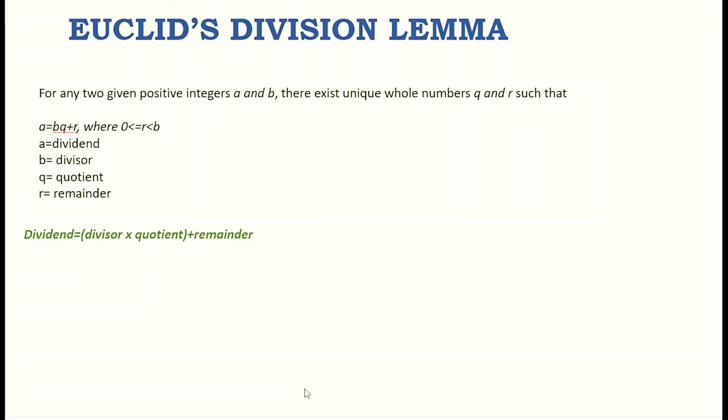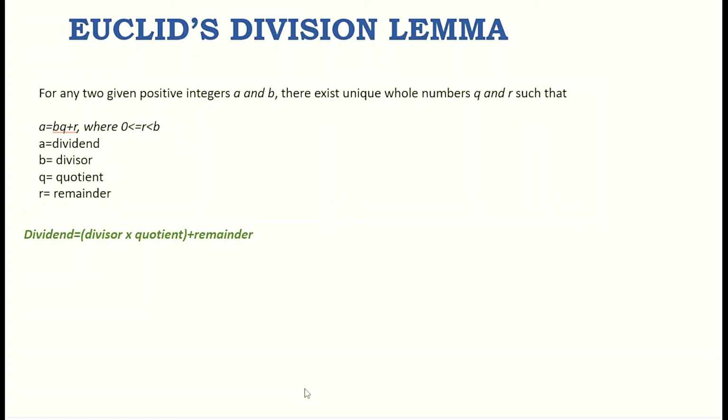Euclid's division lemma states that for any two given positive integers a and b, there exist unique whole numbers q and r such that a equals bq plus r, where 0 ≤ r < b. Here a is the dividend, b is the divisor, q is the quotient, and r is the remainder. So let's analyze each and every sentence of Euclid's division lemma with an example.